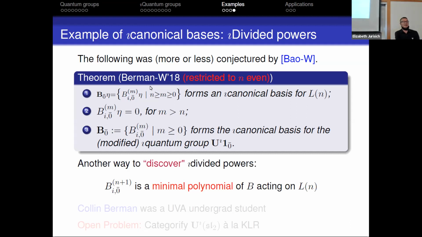Now looking back, this is another way you can discover this formula for the i-divided power from linear algebra. You ask yourself the question, as a linear operator, Bx on this n+1 dimensional vector space, what is the minimal polynomial? And you go home, compute. I claim this is the answer. In the q case, I don't think the computation is too easy, but that's a part of the theorem. If you ask the question, you will find this formula. That's what I'm saying.